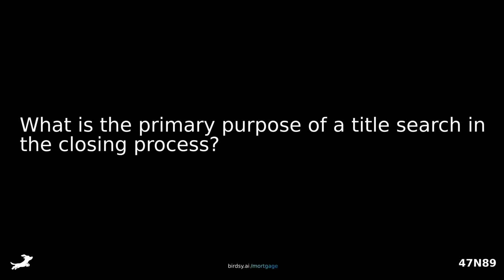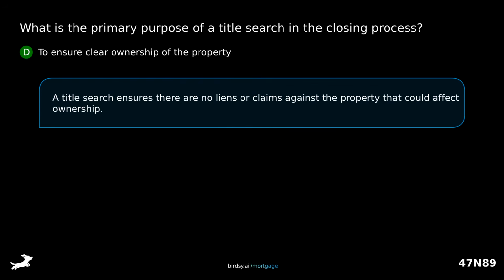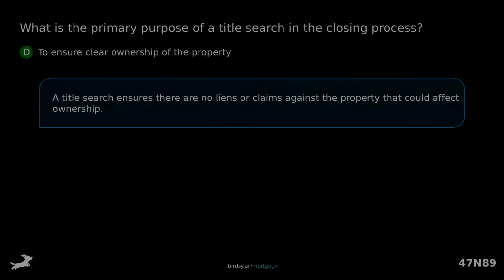What is the primary purpose of a title search in the closing process? Is it A, to determine the property value, B, to verify the borrower's creditworthiness, C, to calculate property taxes, or D, to ensure clear ownership of the property? The answer is D, to ensure clear ownership of the property. A title search ensures there are no liens or claims against the property that could affect ownership.